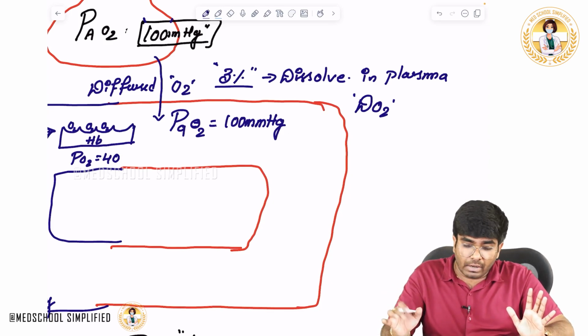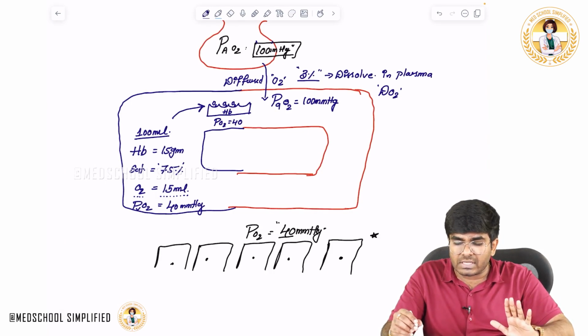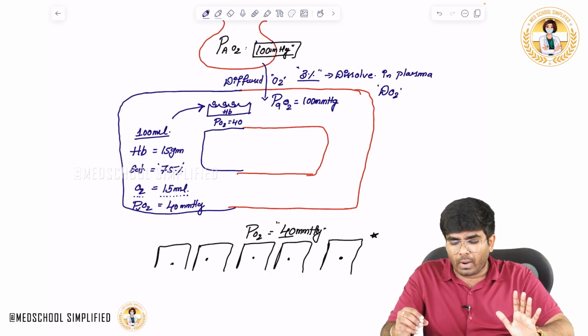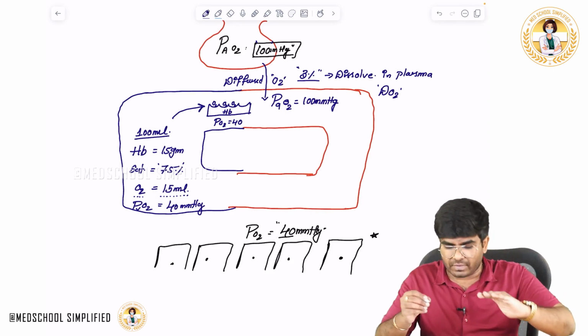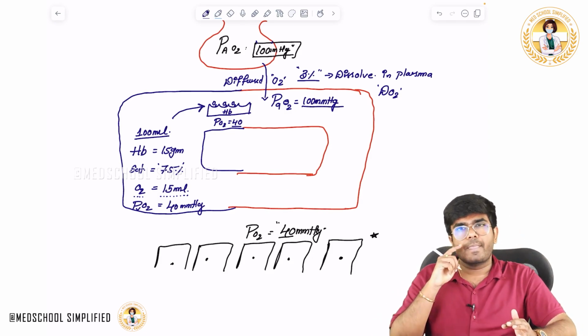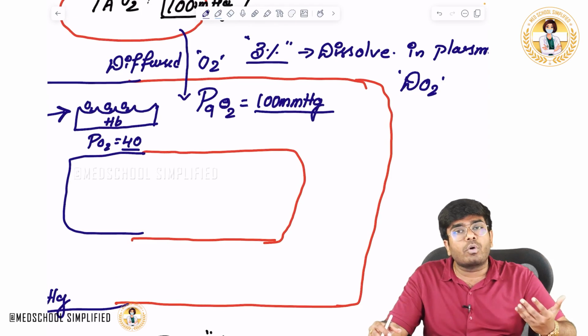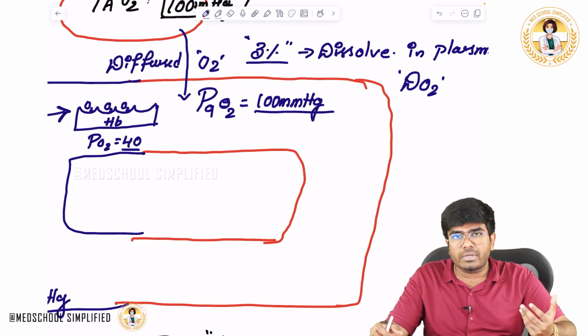Now the first point which I wanted you to know is, because of this dissolved oxygen, 3% of the oxygen, what happened to the partial pressure? The partial pressure increased from 40 to 100. Now this 100 mmHg is more partial pressure.